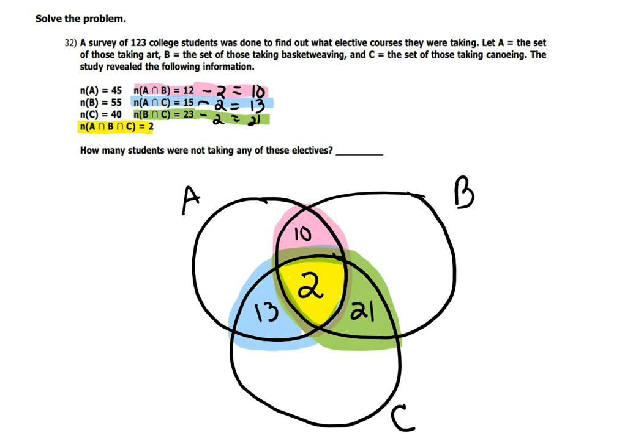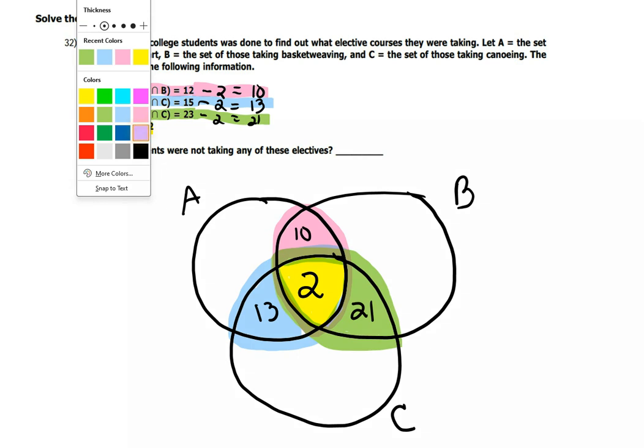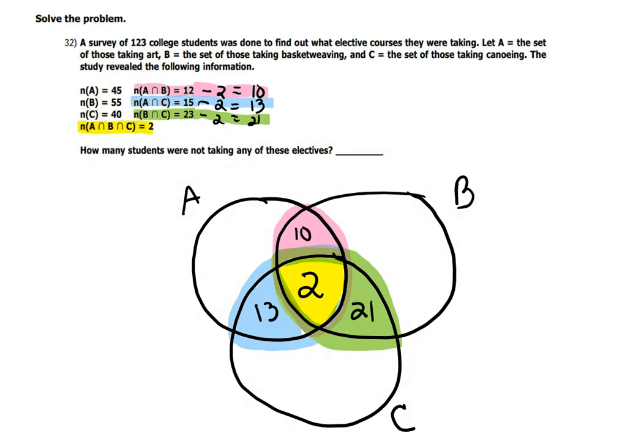And now you're left to fill in what I like to call the booty pieces, and you get that from the total number of elements that were in the circle. So let's see. That's going to be too close. Let's go brighter. How about orange? The total number in circle A is 45. So here's circle A.